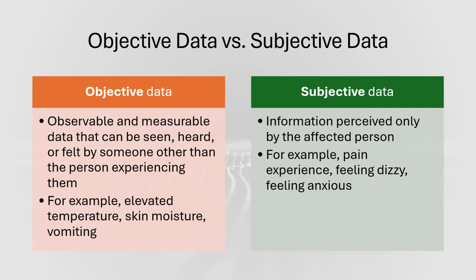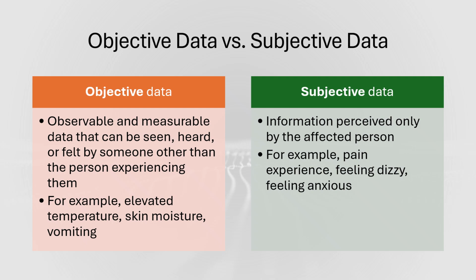Assessment data are classified into two main types. Your subjective data, which is known only by the patient. It includes feelings, perceptions, and personal experiences. Examples of subjective data include pain, nausea, anxiety, or feeling cold. These are also called symptoms or covert data.